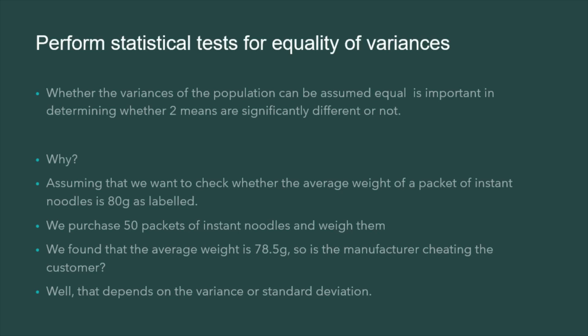Why? Assuming that we want to check whether the average weight of a packet of instant noodles is 80 grams as labeled. And I call this type of question a quality control question: does the average weight of a bottle of something match the specification? It has implications for consumer confidence and, in more serious cases, life and death. Think about it. What will happen if the label of tablets says that it contains 200 milligrams of medicine when in fact, it contains only 180 milligrams or 220 milligrams? Well, depending on the medication, it may result in overdose or ineffectiveness.